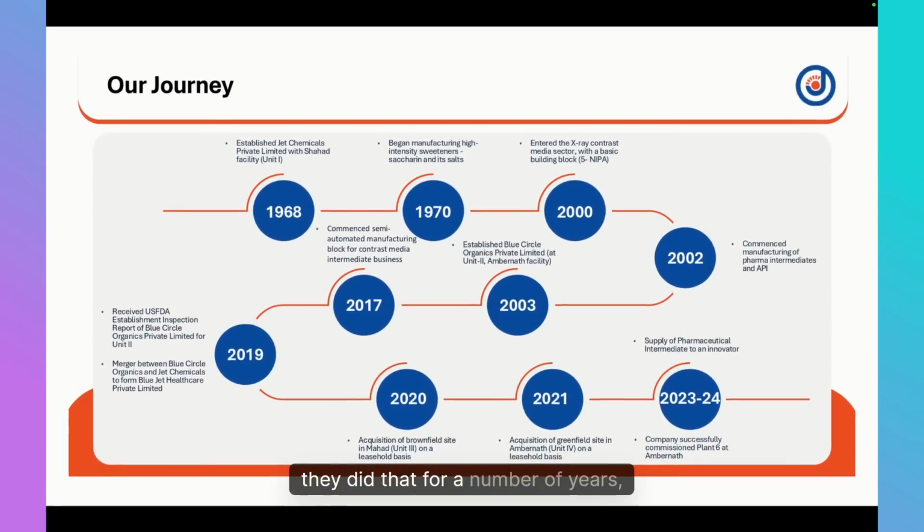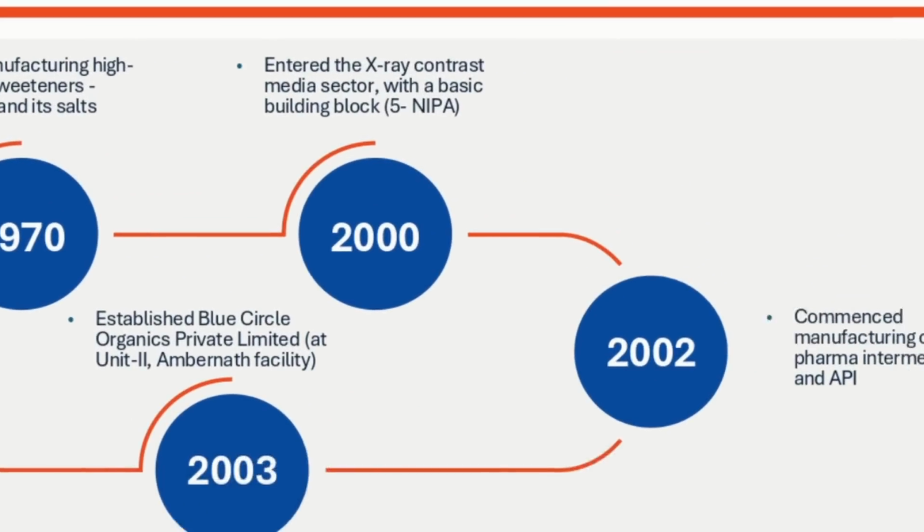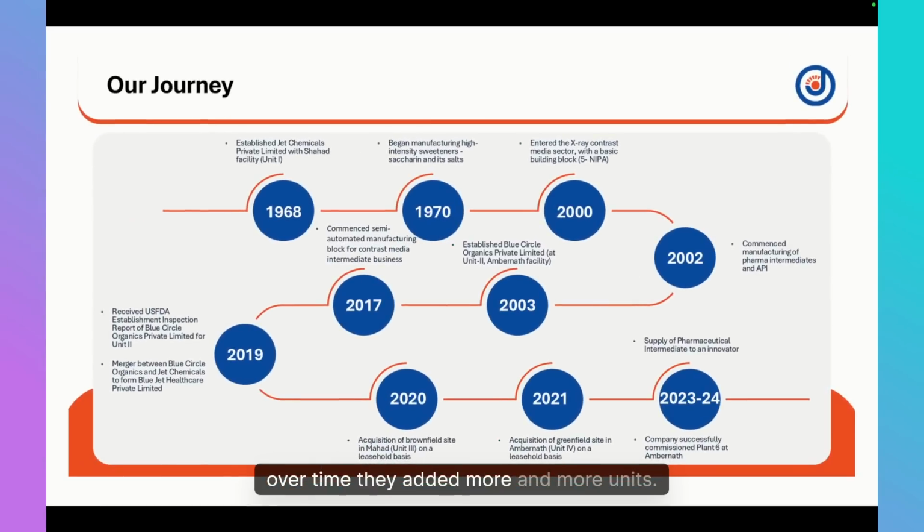They did that for a number of years, for 3 decades actually. And in 2000, they got into the contrast media market. I'll explain in a minute what contrast media is. And in 2002, they started manufacturing pharma intermediates and APIs. Over time, they added more and more units, Ambernath, Mahad. And if I'm not wrong, they came up with an IPO in November of 2023.